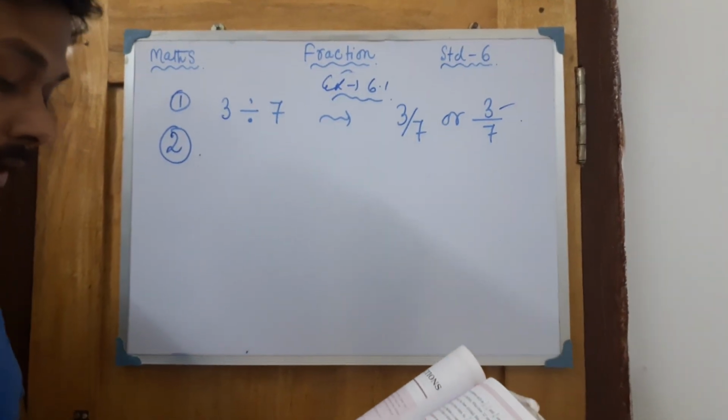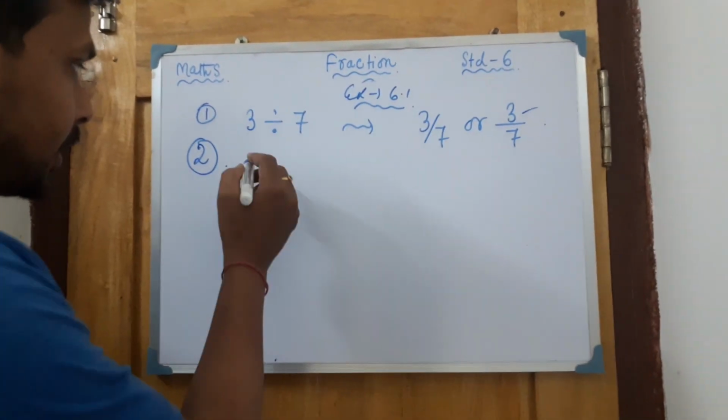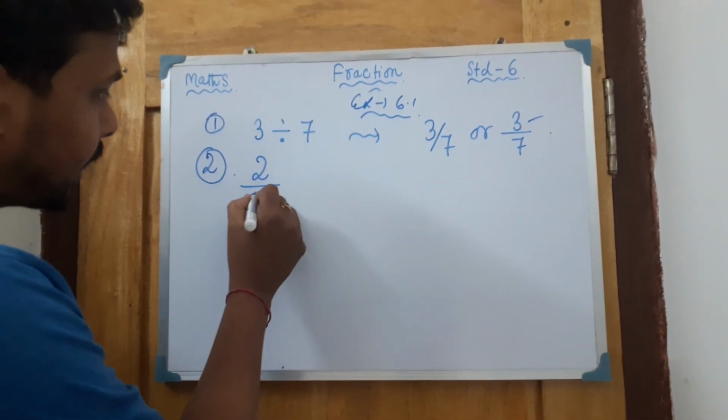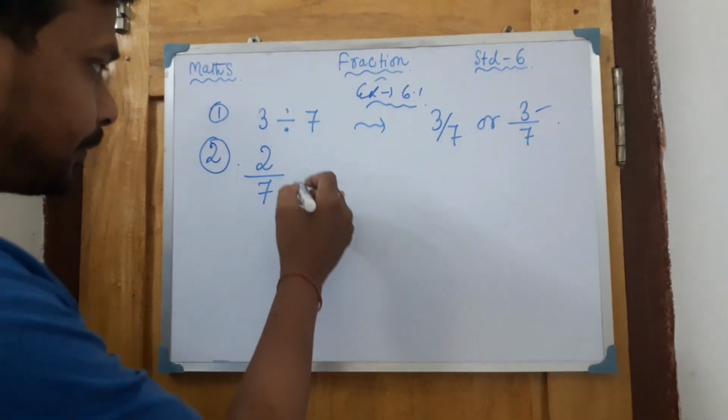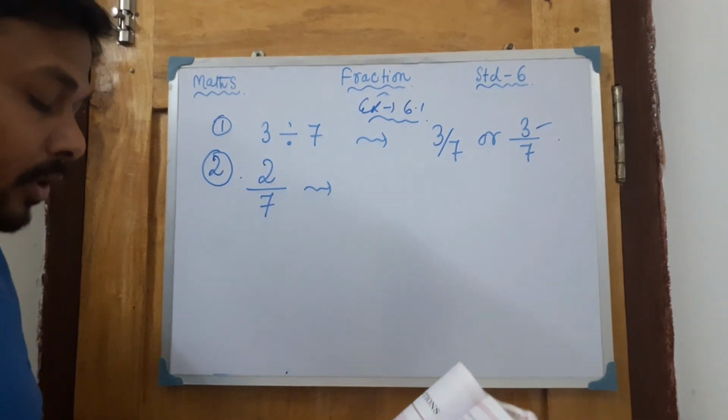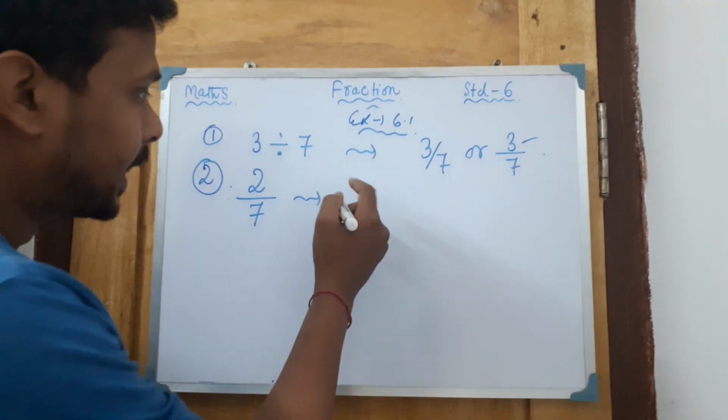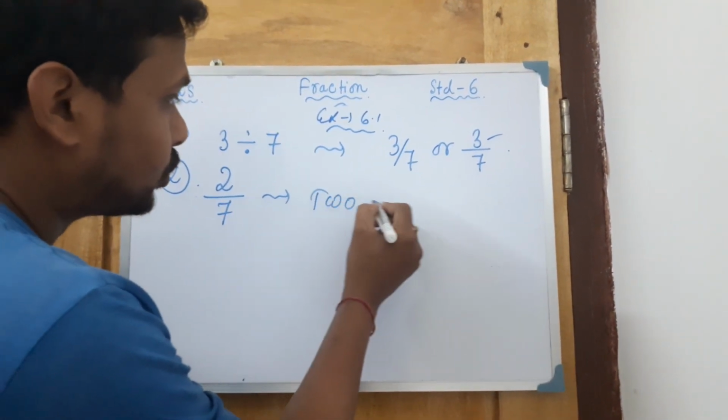Next one: write the following fraction in words. If you write this fraction in words, you have to write 2/7.